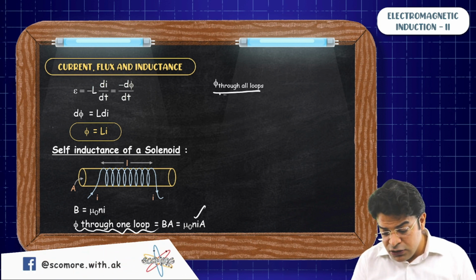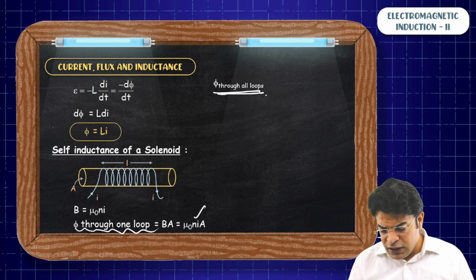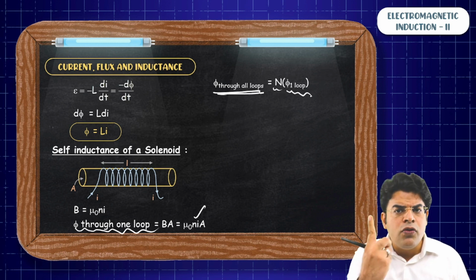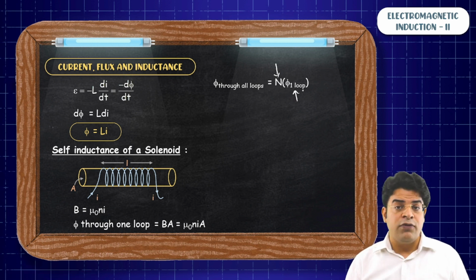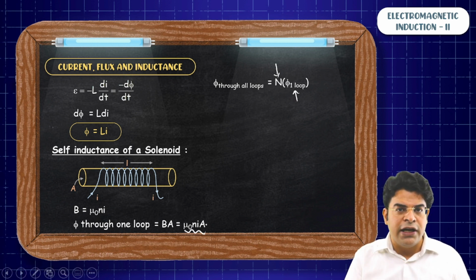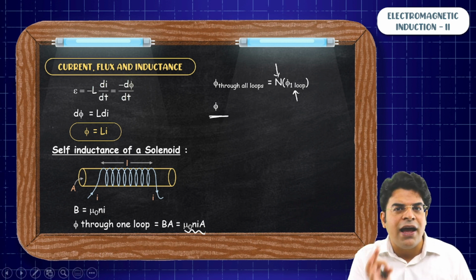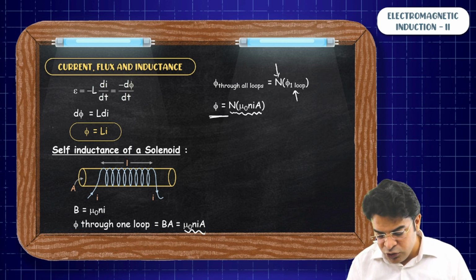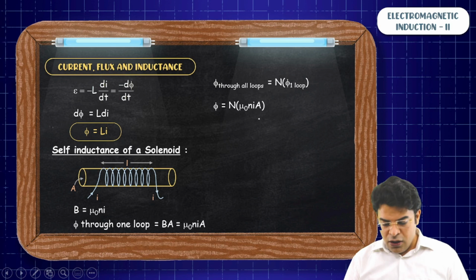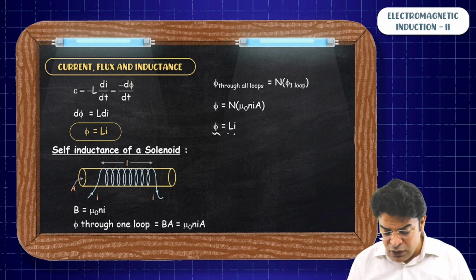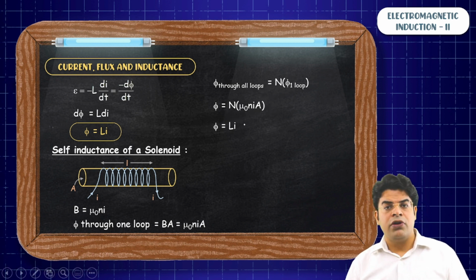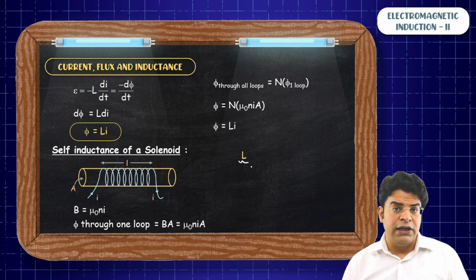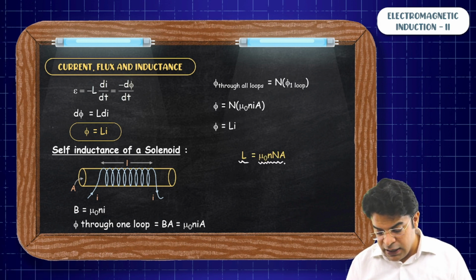So the flux linked through all the loops will be nothing but the number of turns times the flux linked with one loop. Now, if the number of turns is capital N, and we know that the flux linked with one loop is μ₀nIA, substituting it, we will say that the flux linked with the entire solenoid equals N times μ₀nIA. Now, comparing this with flux equals LI, if you take I outside, everything else is your inductance. So the self-inductance is nothing but μ₀nNA.